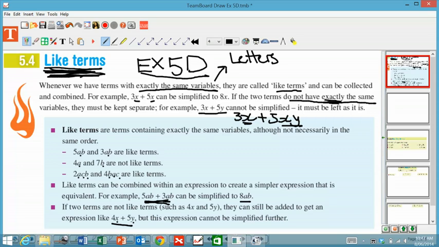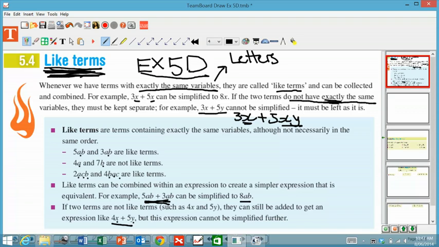Okay, so make sure, doesn't matter the order, any order, if they've got exactly the same letters in any type of order, they are like terms, and you can add and subtract them. You can simplify them, and that is another word: to simplify. If you're asked to simplify, it means you add them together where you can.